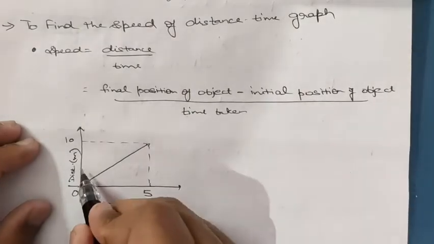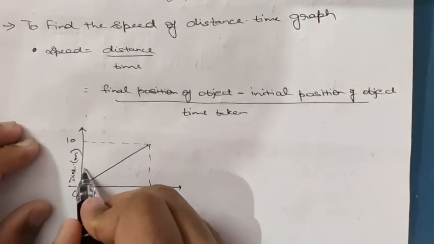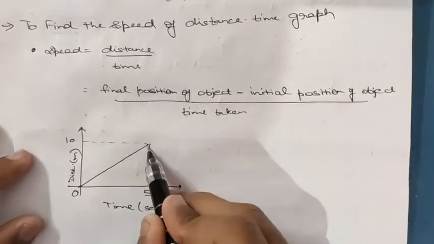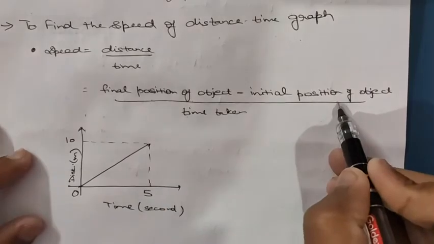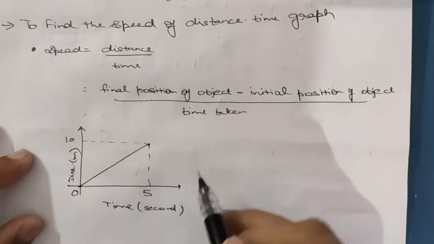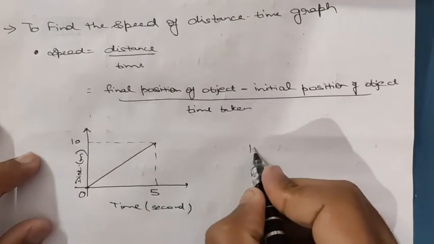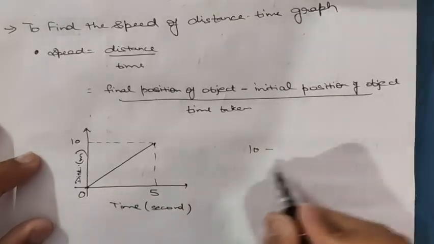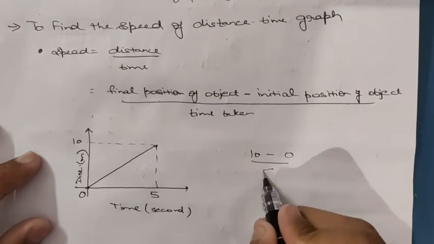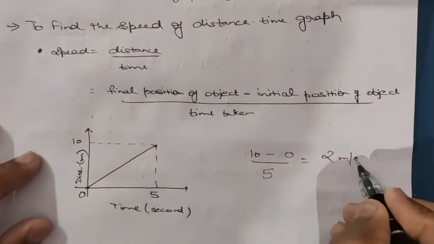If it had started from here, then I would have subtracted 10 minus something, 2, 3, whatever has been given. So what we have to do is take the final position, and the initial position is where the graph has started, and divide by the time taken. So here the final position is 10 minus the initial position 0, because it starts from the origin, and the time taken is 5 seconds. So the speed will become 2 meters per second.